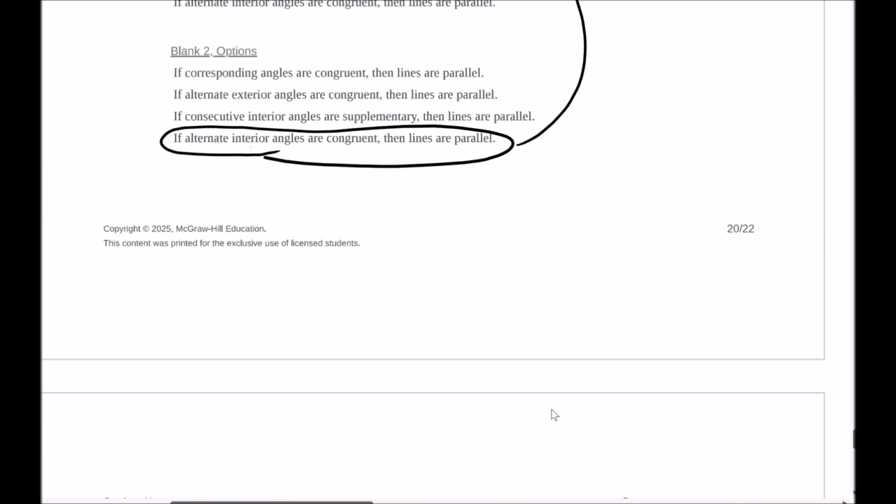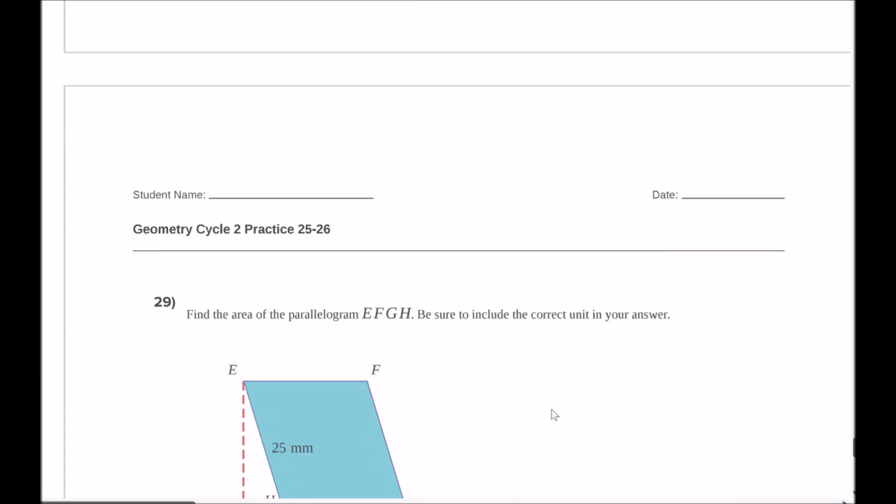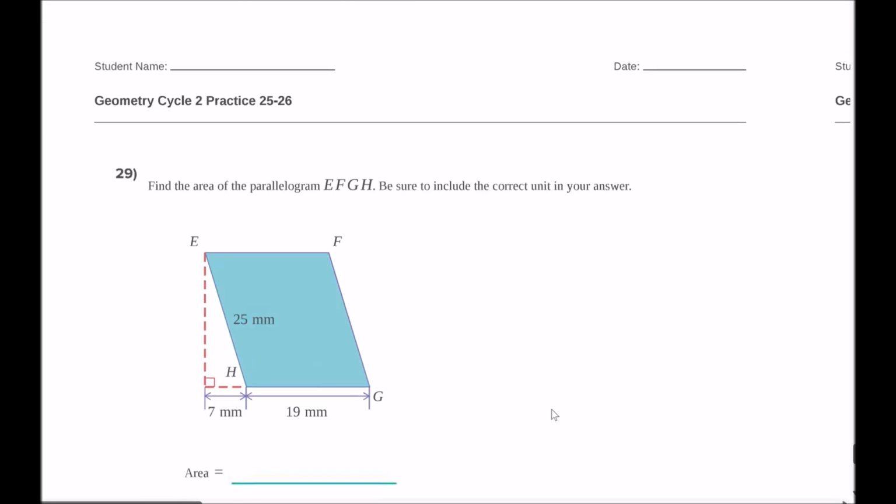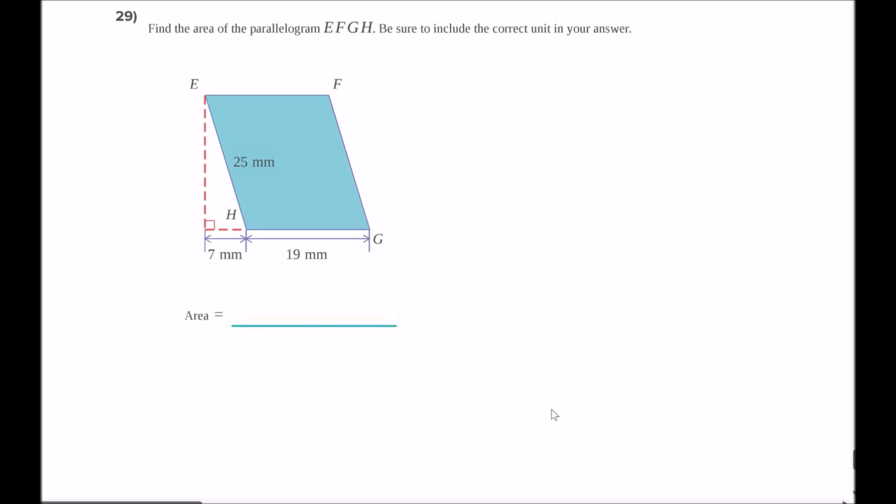Okay. All right, so let's look at number 29. Find the area of the parallelogram EFGH. Be sure to include the correct unit in your answer. Now in the formula sheet, they give you the area of a parallelogram, which is base times height. So the base, here's the base, it's 19. And the height has to be at a right angle to the base. So in this case, this is at a right angle to the base, right? So then this has to be my h.